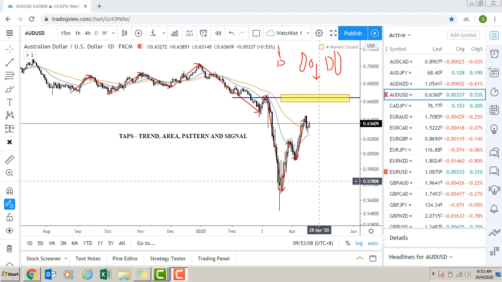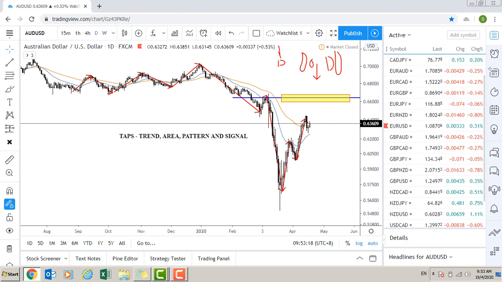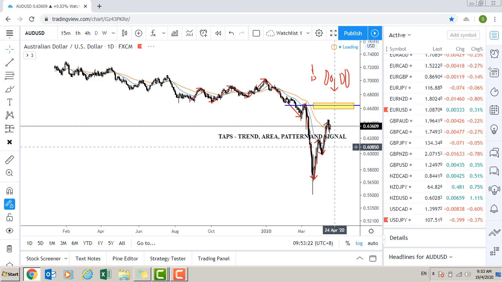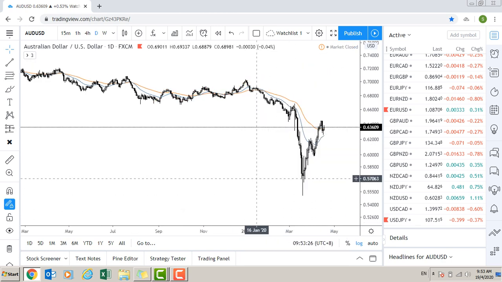Hi everyone, today I would like to do a video to share the trade analysis for AUD/USD, EUR/USD, and the last one will be USD/JPY. These are the three major pair analyses that I would like to share with you guys. Before I start, let me take out all the drawings.